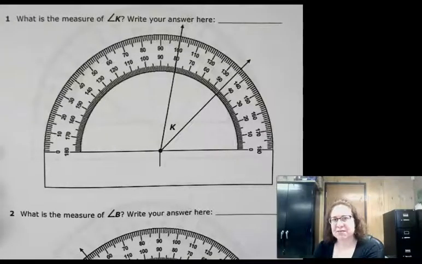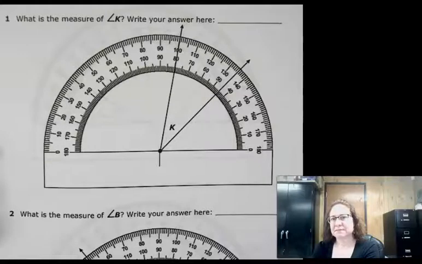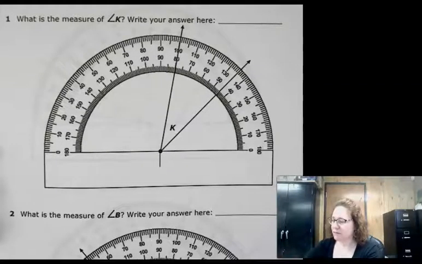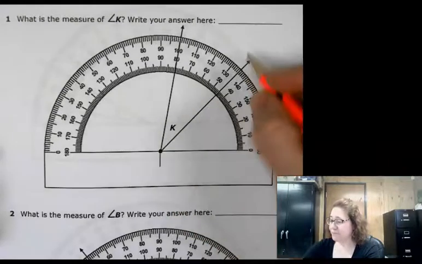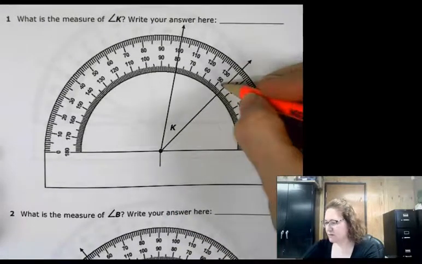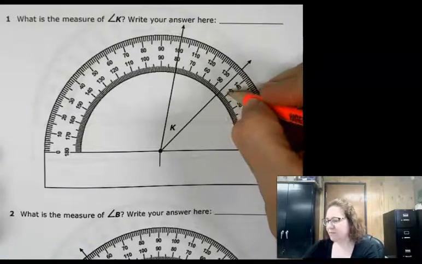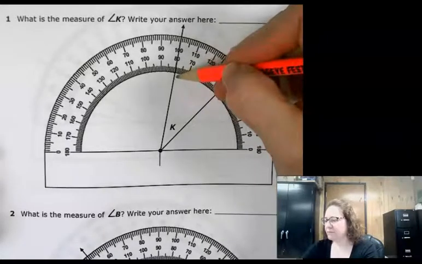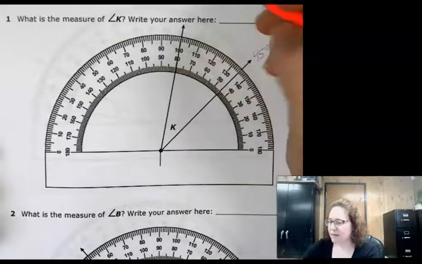What is the measure of angle K? Write your answer here. What type of angle is this? Correct, it's acute. It is less than 90 degrees. How can we figure out the measure of angle K? Well, let's start with this ray. This ray is at 45, halfway in between 40 and 50. So this is 45 degrees, and over here we're at exactly 80 degrees.